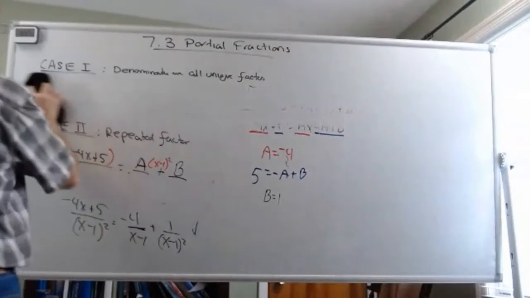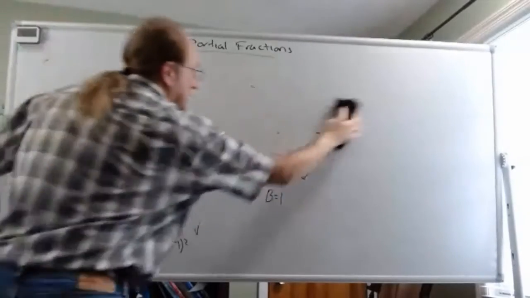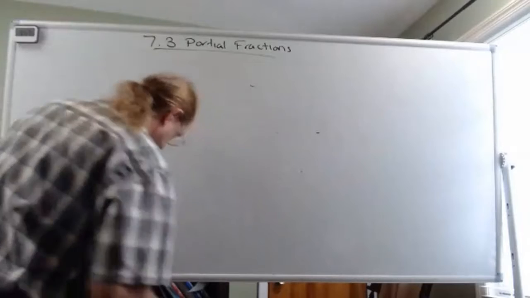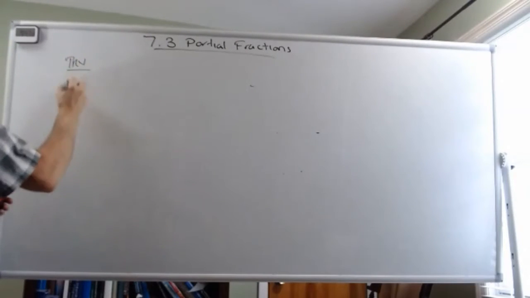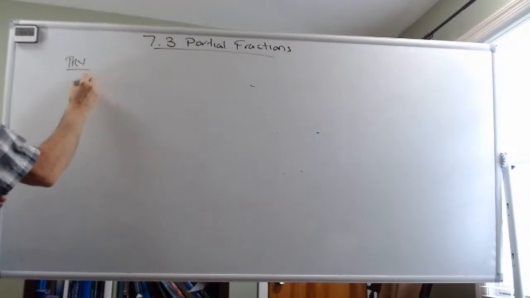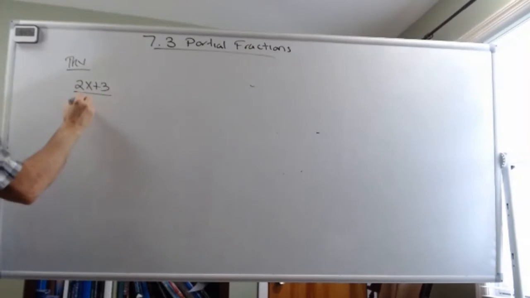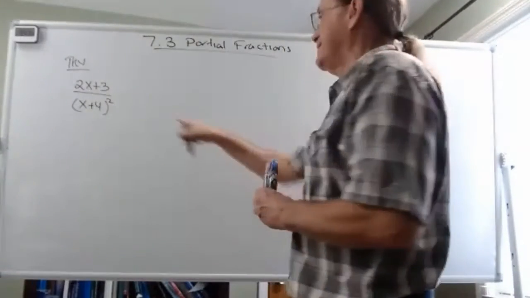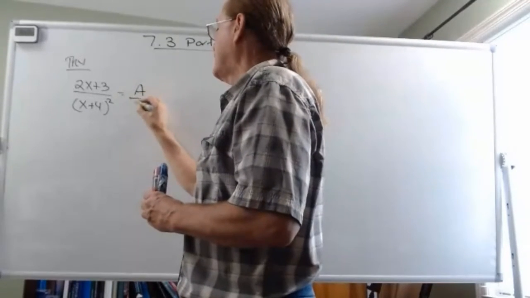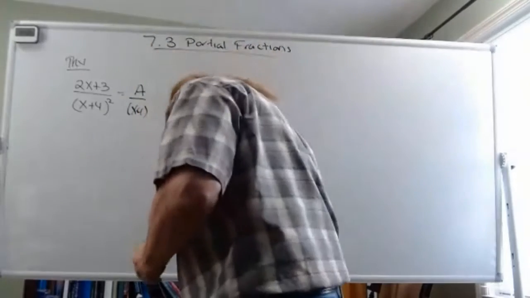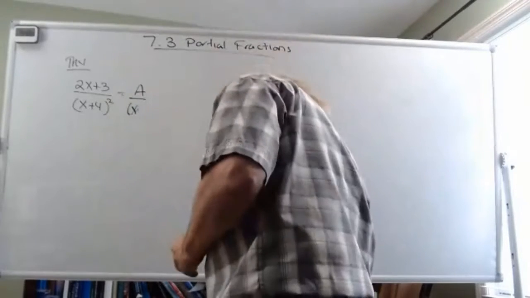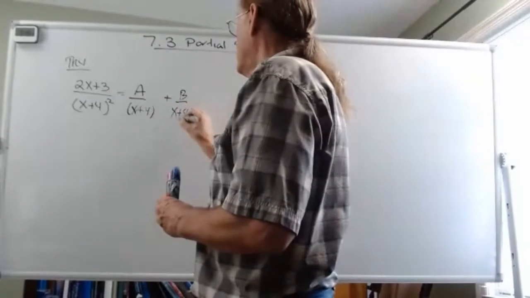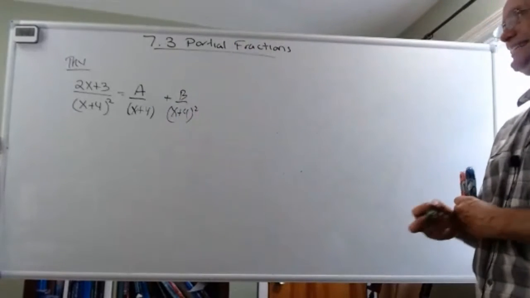So let me give you one to try over here and see how well you can do. I'll just make one up. Try this one. We have 2x plus 3 over x plus 4 squared. See if you can set that up and find out what it looks like. Since this is a square, we know it's got to be a over x plus 4 plus b over x plus 4 squared. See if you can at least set that up and what you would do.